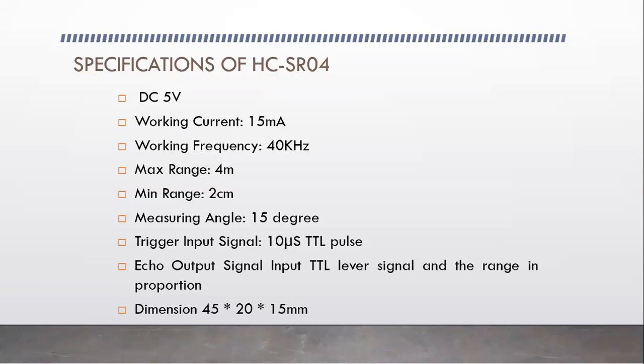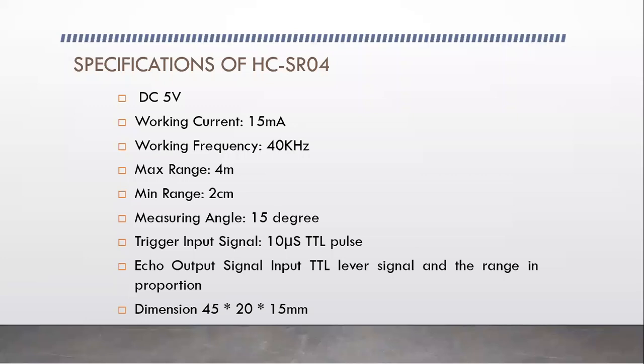The operating current is 15 milliamps. The frequency generated from this ultrasonic sensor is 40 kilohertz, equal to 40 kilohertz, guys, because you have a crystal oscillator on the ultrasonic sensor, and this crystal oscillator generates the frequency.